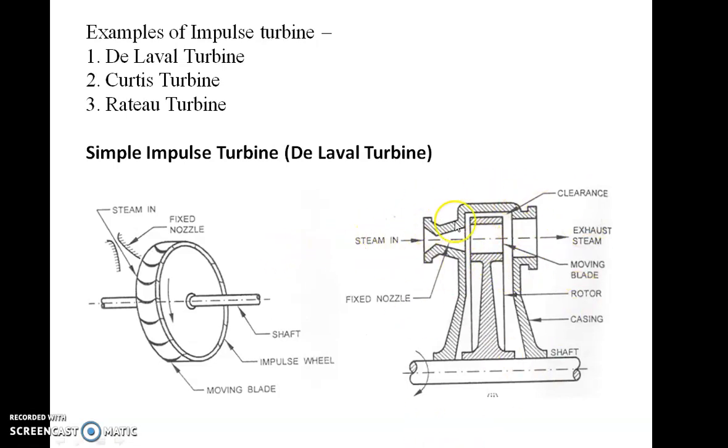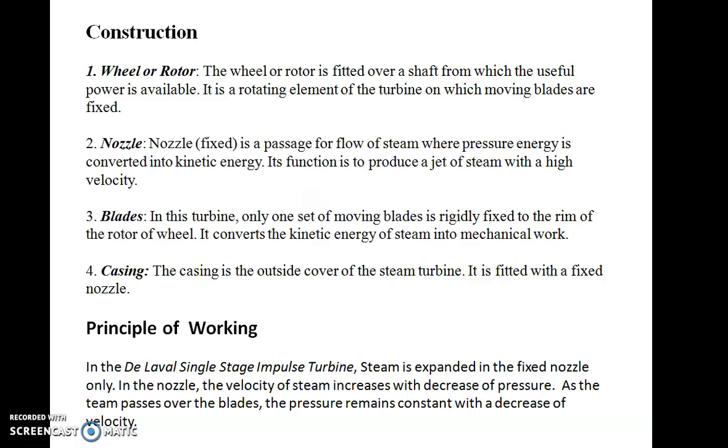So steam is entering axially, and that's why it is called an axial flow turbine. Generally the steam is entering the nozzle in the axial direction to that of the shaft, in the direction of the shaft. So for construction, the main parts of the turbine we know: rotor, nozzle, blades, casing. The function of the rotor is to produce power, but this rotor is rotated with the help of steam which is coming out through the nozzle.